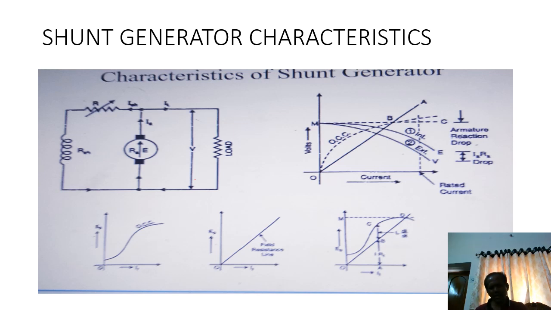So at this condition the characteristic is EG is equal to V minus IA RA. So IA is 0 means E is equal to V. At this condition you will get the dotted line characteristic, E versus field current.